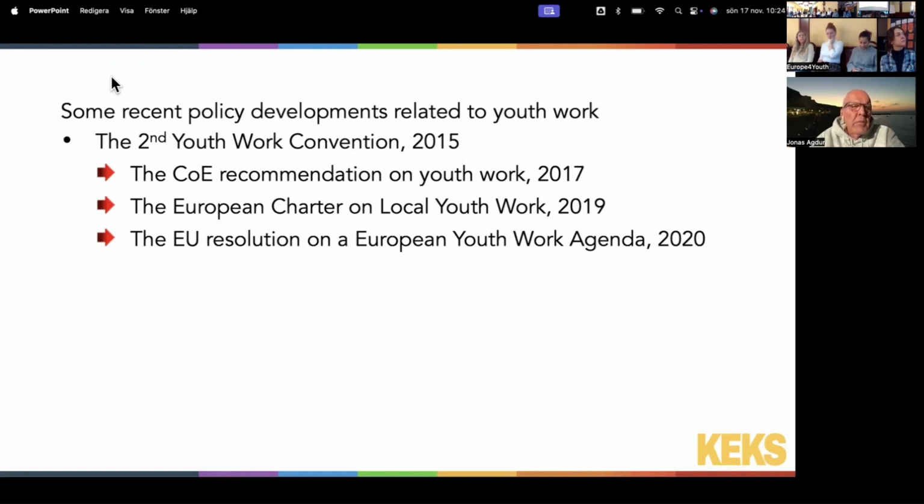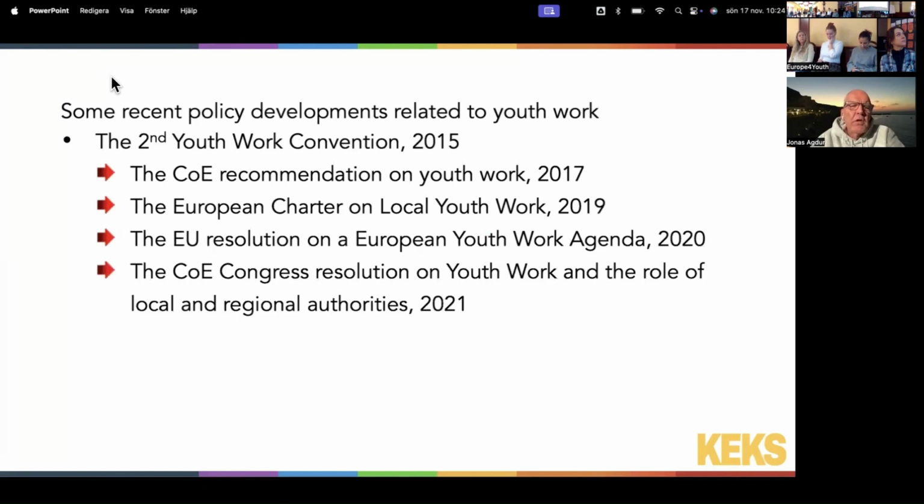And the last one I will mention, we didn't ask for, but it came anyhow. That was the Council of Europe Congress of Local and Regional Authorities that gave out a publication called Youth Work and the Role of Local and Regional Authorities in 2021. And I would say that these are the main documents that are guiding youth work today. They are stating what youth work is, and in some parts what youth work is not, because it's, of course, important to state both what youth work is, but also to make clear the borders to other kinds of activities, mainly schooling and social work.